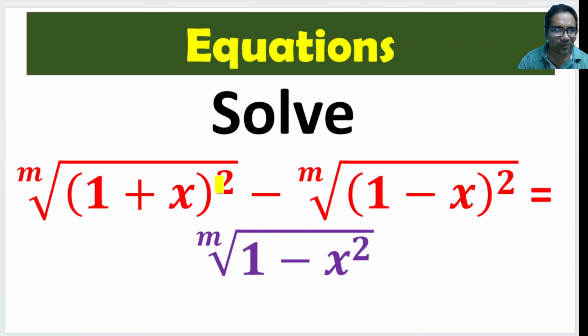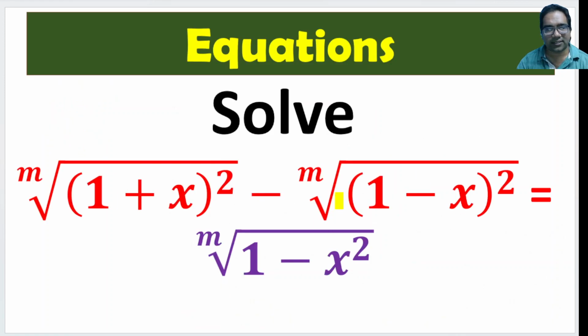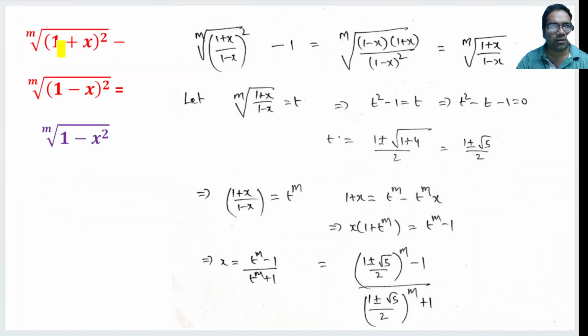At the same time, we have squares here, right? Let us exploit this situation to convert this into a quadratic equation. How do we do this? Let us take the middle term and divide all the three terms with this term. Basically, we are dividing left hand side and right hand side with this term. Then what will happen? This will become the m-th root of (1 plus x) whole square by 1 plus x by 1 minus x whole square.